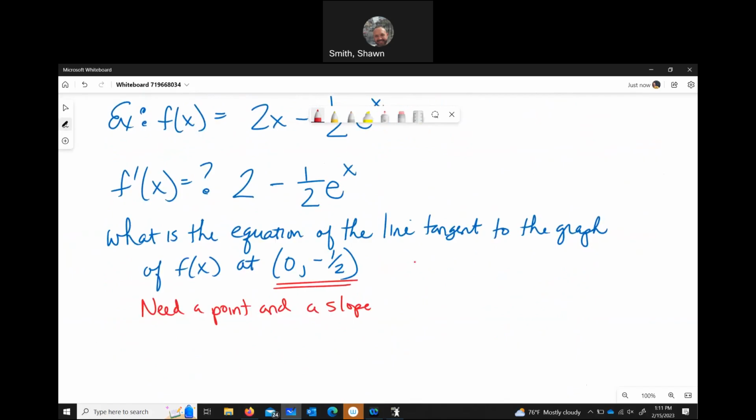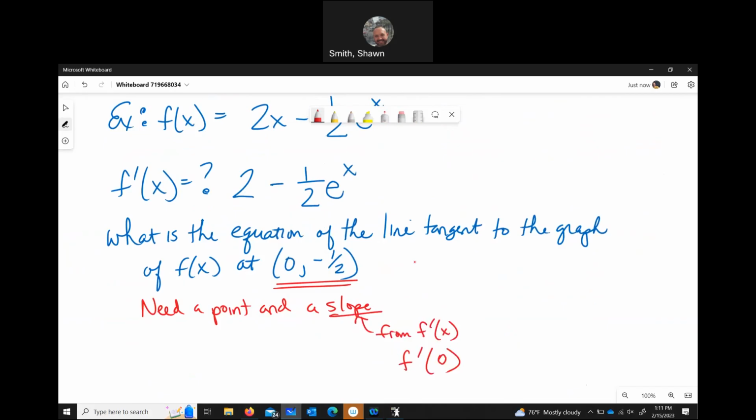Got the point. Where do I get the slope? From f prime of x, right? What number do I plug in? Evaluate f prime when x is 0, right? Because they share the same ordered pair. So we're looking at the slope of the tangent line at x equals 0, right?